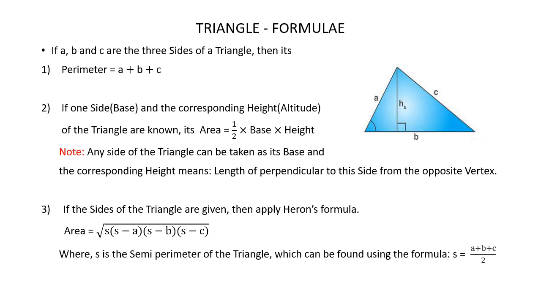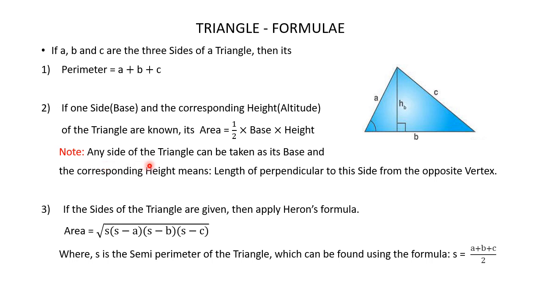Now area of the triangle can be calculated depending on whether one side and corresponding height is given or whether all the three sides of the triangle are given. Supposing one side, that is the base, and the corresponding height are given, then we can calculate the area of that triangle using the formula area is equal to half multiplied by base multiplied by height.